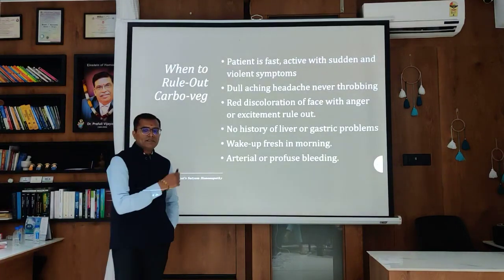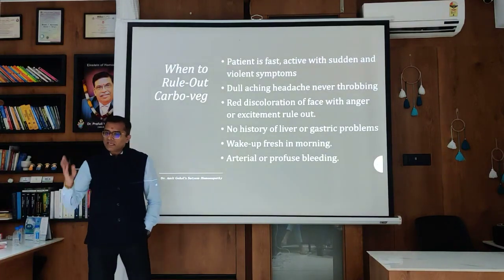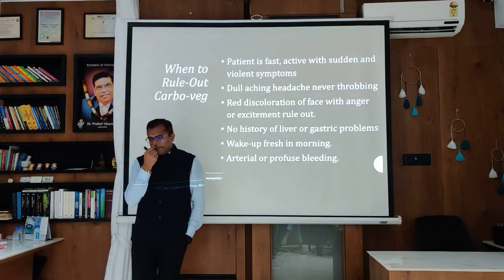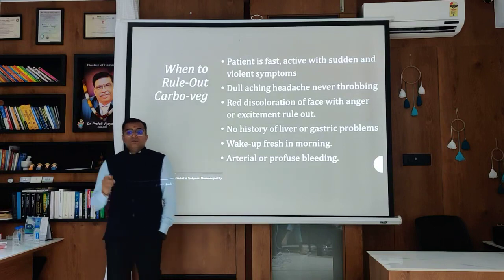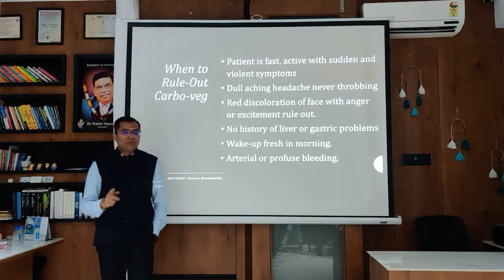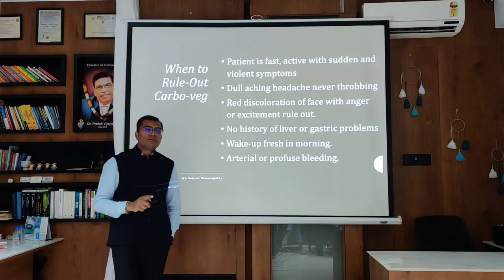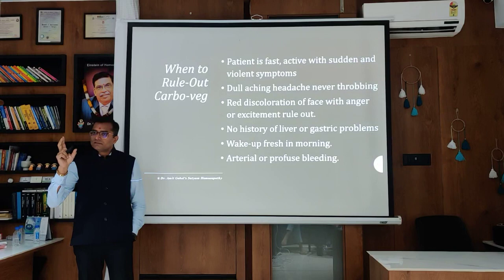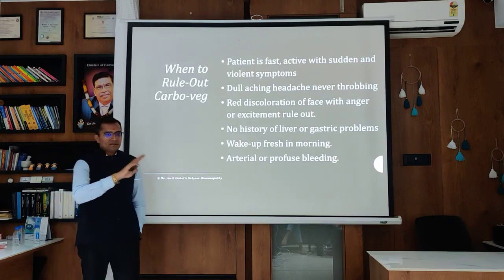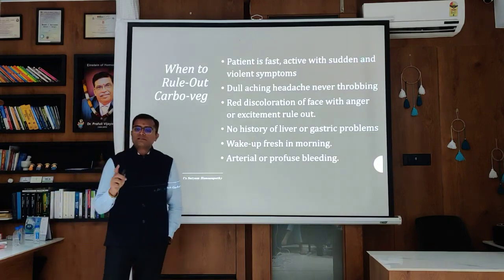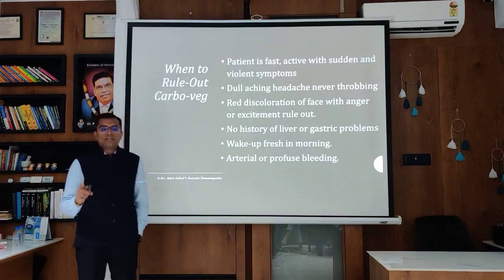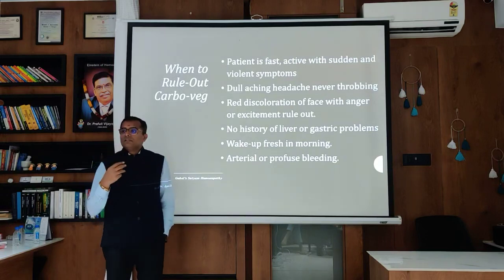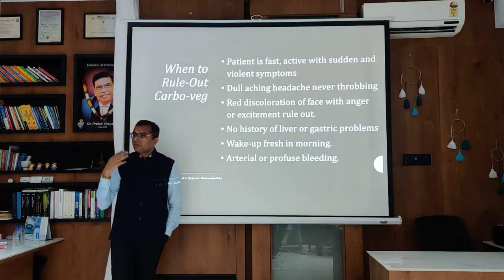When to rule out CARBO-VEG? When the patient is very fast, active, with sudden violent symptoms, CARBO-VEG is ruled out. Dull aching headache, never throbbing, then you have to rule out CARBO-VEG. If there is throbbing, that means activity of blood vessels, and with a throbbing headache, don't give CARBO-VEG. Red discoloration of the face with anger or excitement, rule out CARBO-VEG, because red means plethora. It is an active circulation. There is no slowness of circulation.